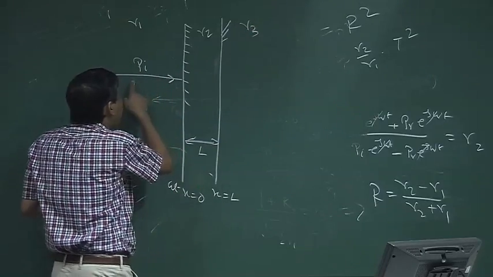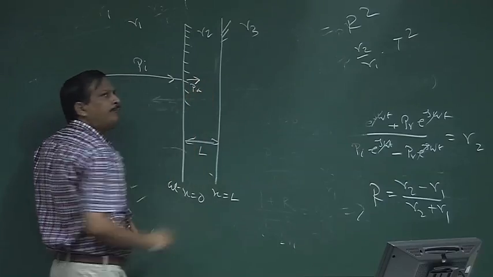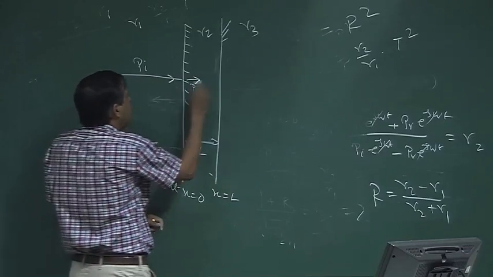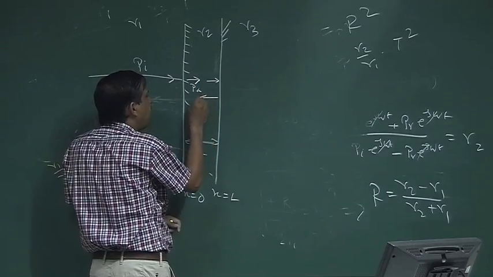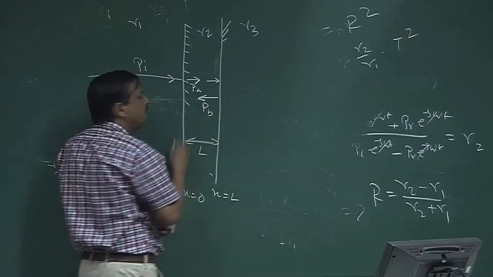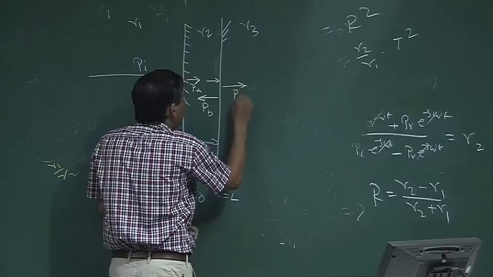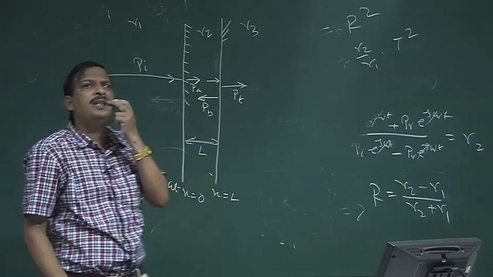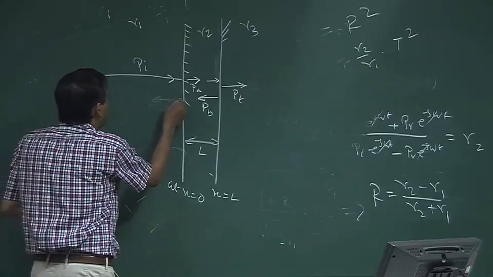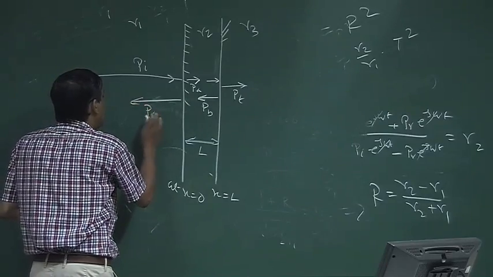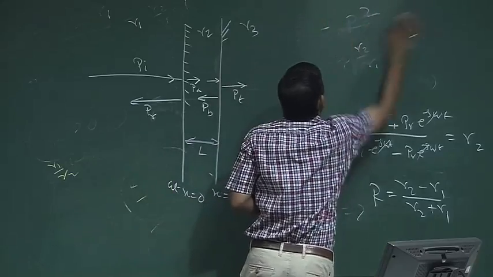So, if Pi is incident here, there will be some transmitted wave, which is Pa, and then that will fall on this wall, and a reflected wave will be created, which is Pb. Some portion will be transmitted to that side, which is Pt, and some portion here will be reflected, which is Pr. Now, find out the R and T for this condition.